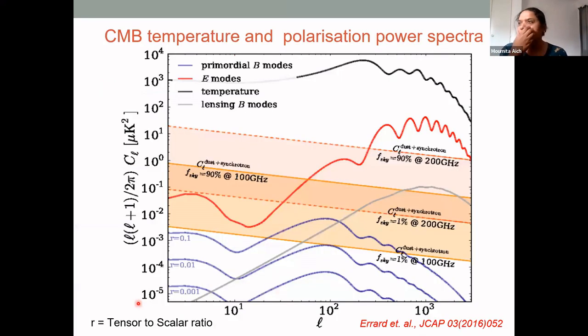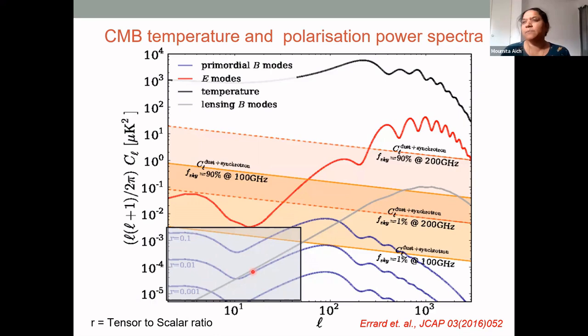So the CMB power spectrum, this is what you have. You've got the temperature power spectrum marked in black. And you can see the polarization power spectra, so the E modes, which have been measured. And then you have the very elusive B modes at large angular scales. These are basically the signatures of inflationary gravitational waves, and these are yet to be discovered. Right. Okay, so this is just one slide on the CMB.